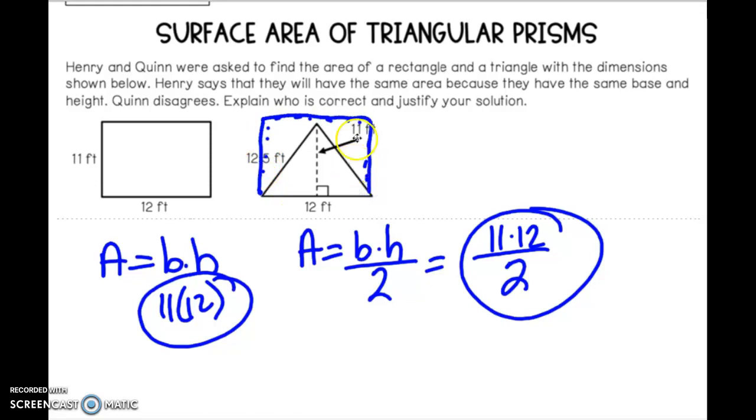Here are the other two triangles that are the other half of this rectangle. So, not the same size. The triangle is half the area.